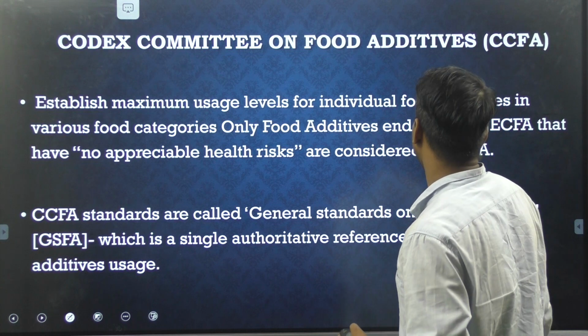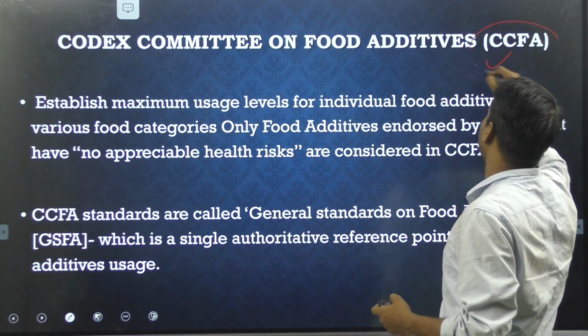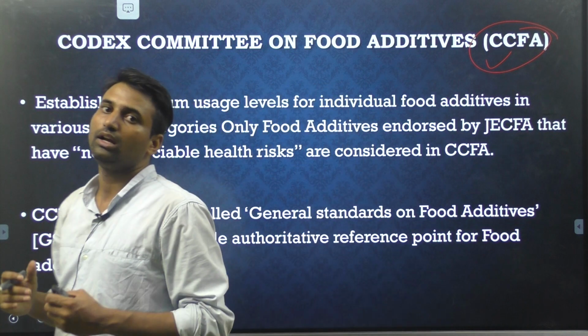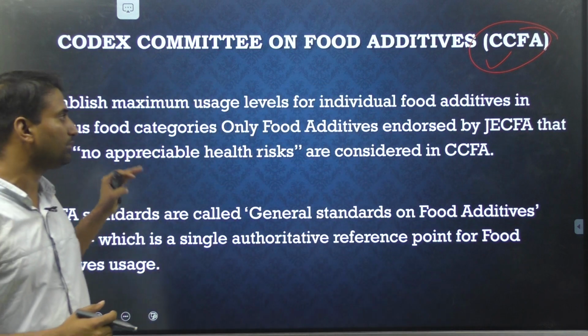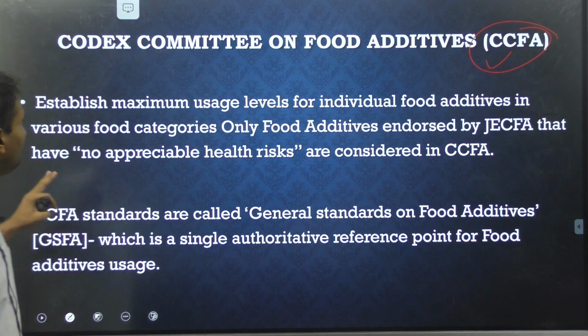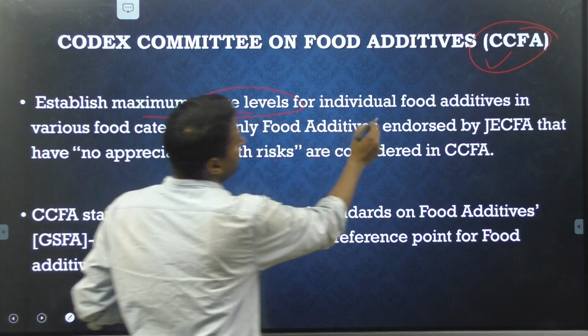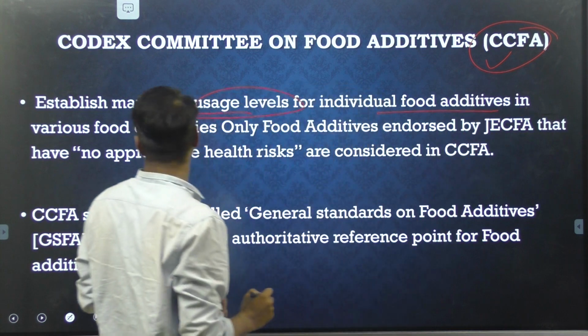Now, Codex on the food additives. This is your main body, which is the Codex Committee on Food Additives. It is one of the committees, and this committee comes under the horizontal committees, and it establishes the maximum usage level for individual food additives.